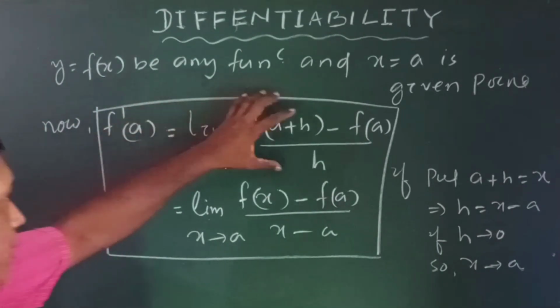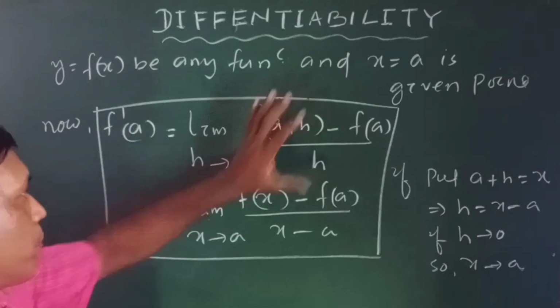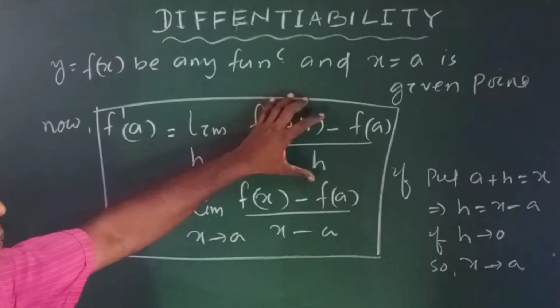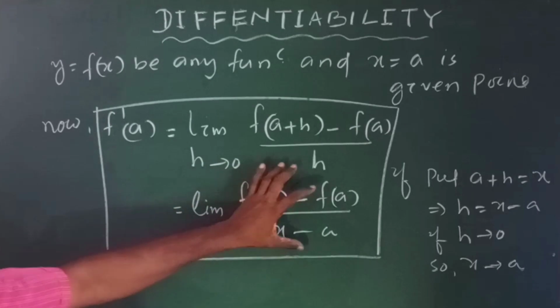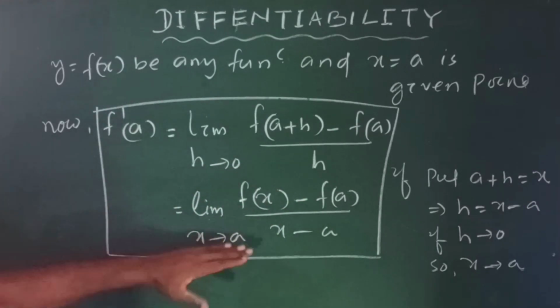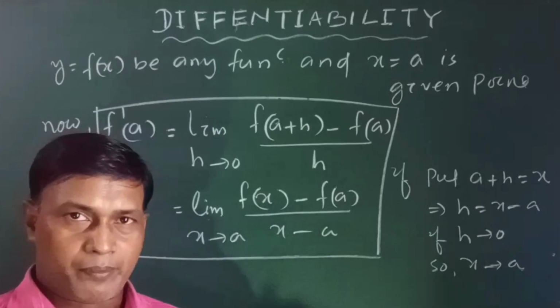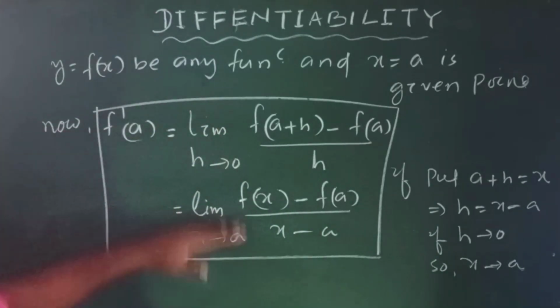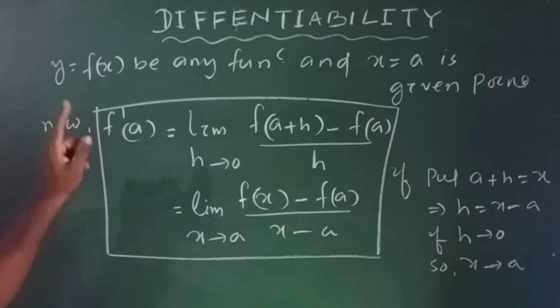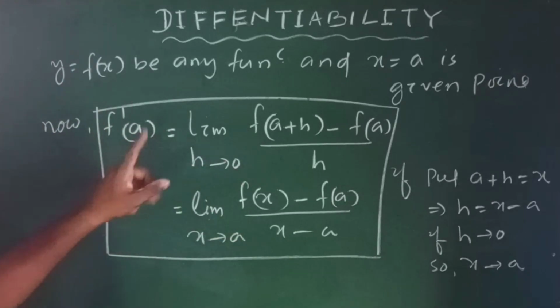If either limit of this function or limit of this function, limit of this function as h tends to 0 or limit of this function as x tends to a, these two are simply two different forms of the definition of a derivative. If these limits exist, then we can say that the function is differentiable at x is equal to a.